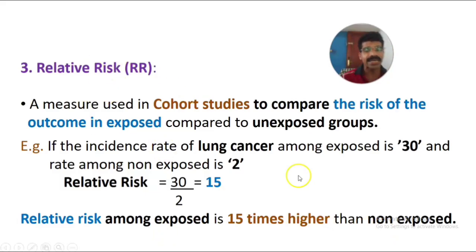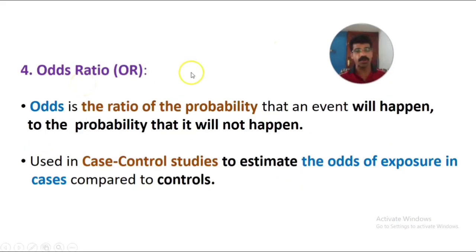This is about the relative risk, how to find out the relative risk in cohort studies. Then next is odds ratio, OR. Odds is the ratio of probability, the possibility, the potentiality. So the ratio of the probability that an event will happen to the probability that it will not happen. All those who are exposed to a particular exposure or predisposing factor may have the disease or may not have the disease. That possibility is studied in the odds ratio.